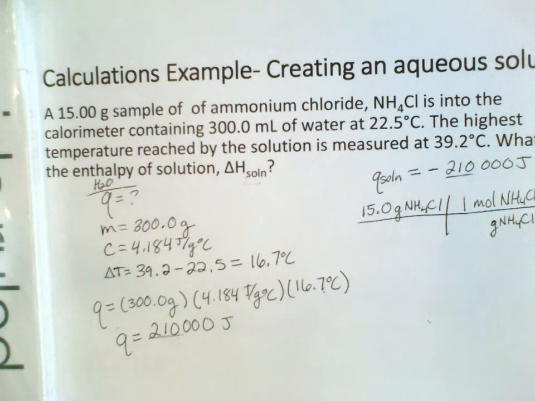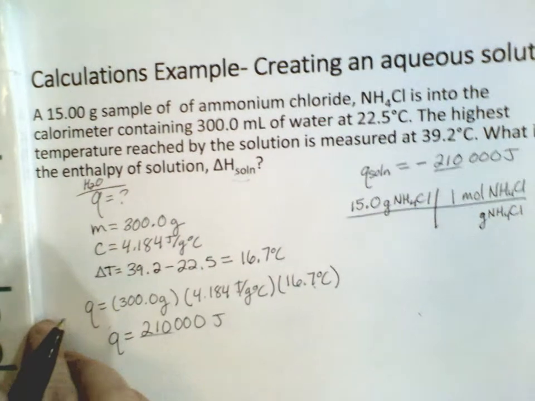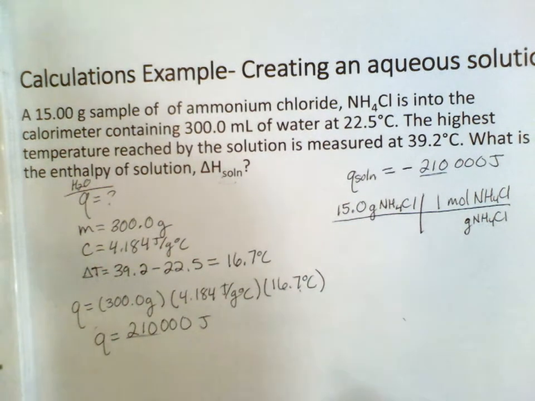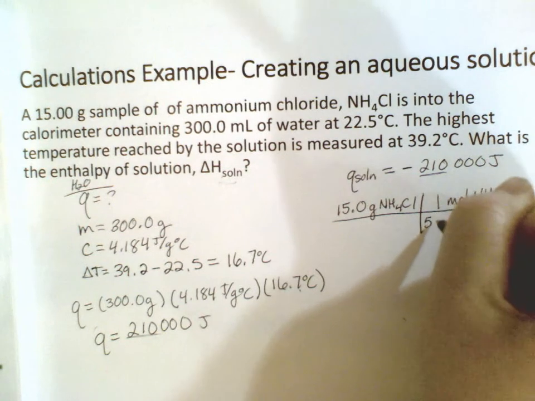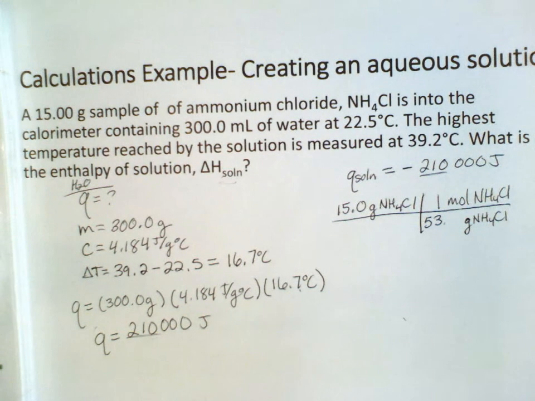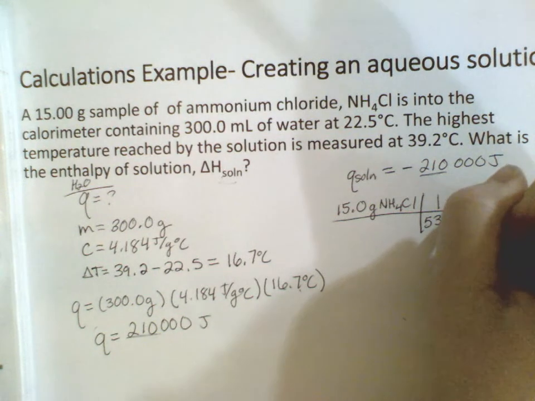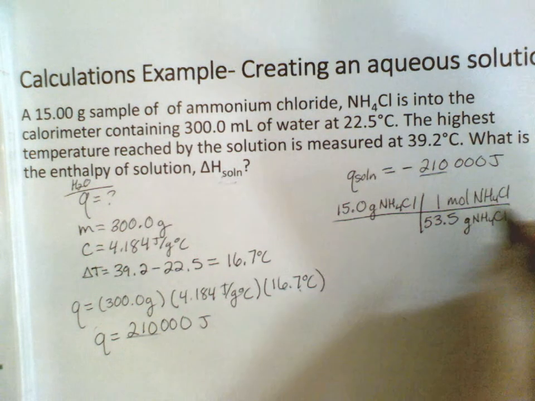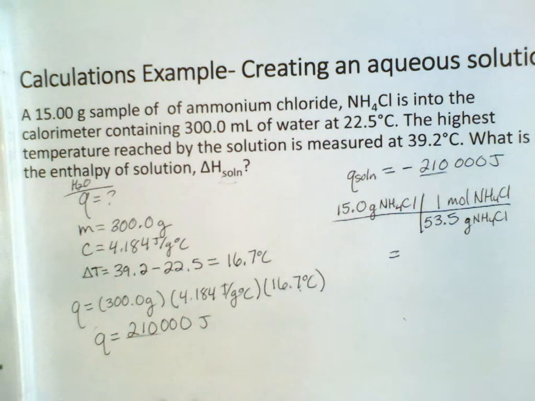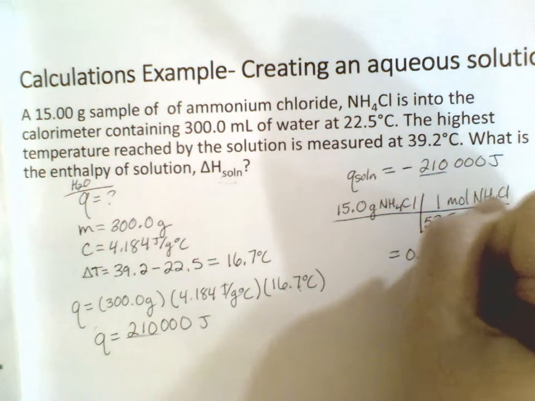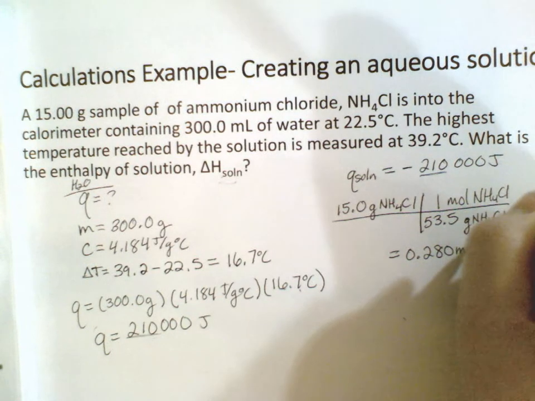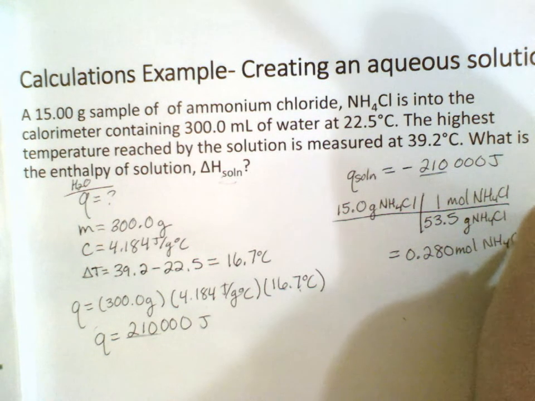We do that with a straight railroad track conversion. So you can calculate your molar mass of ammonium chloride. Let me just check that. So 14.01 for our nitrogen, plus 4.04 for our hydrogens, and 35.45 for chlorine. So 53.5 grams per mole. So we would have 0.280 moles of ammonium chloride.